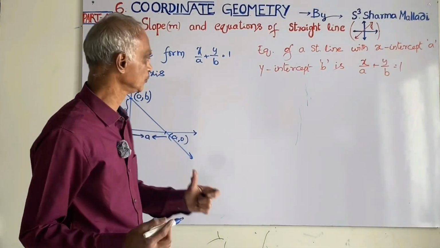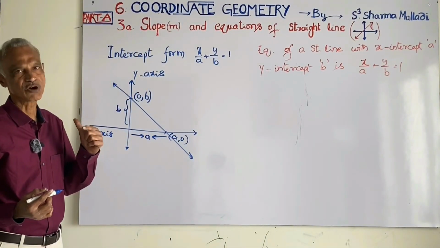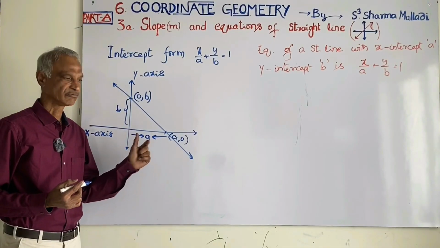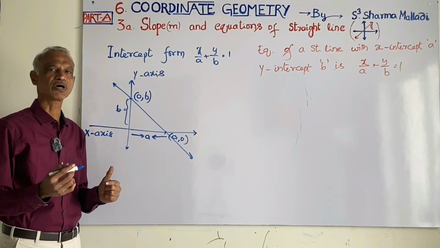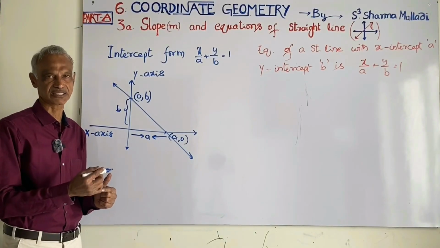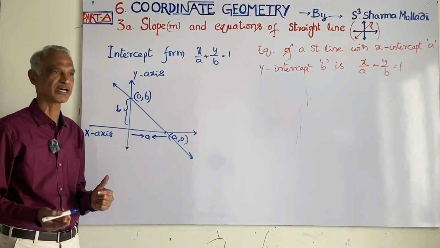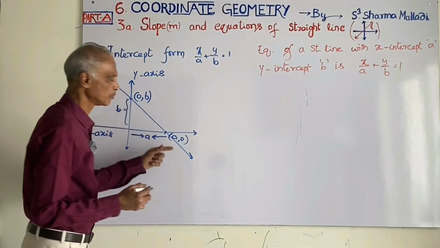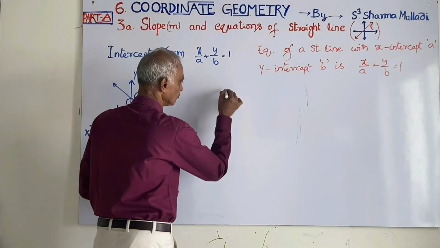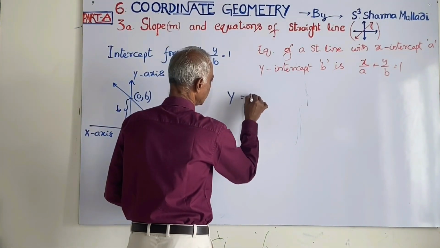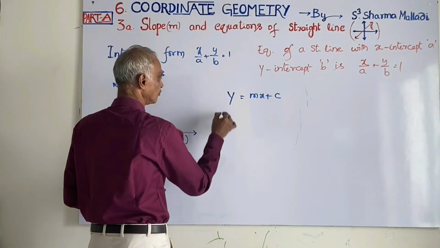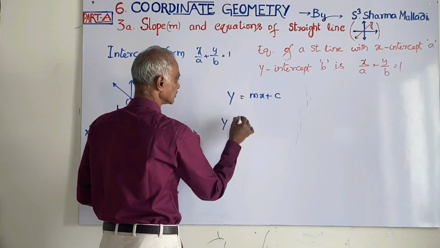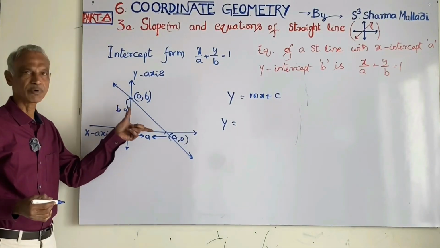I have told you, you will have only two forms of line. y is equal to mx, which passes through the origin, and y is equal to mx plus c, which passes through (0, c), meaning the y-intercept, and does not pass through the origin. This line is not passing through the origin, so I will take y is equal to mx plus c. We have to find the slope of this line.